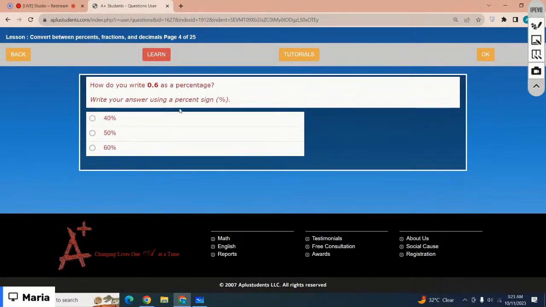How do you write 0.6 as a percentage? Whenever you have to go from decimal to percentage, simply multiply the decimal value by 100, right? So 0.6 times 100 is 60%. The correct option is 60%. Got it? That would be 60%.